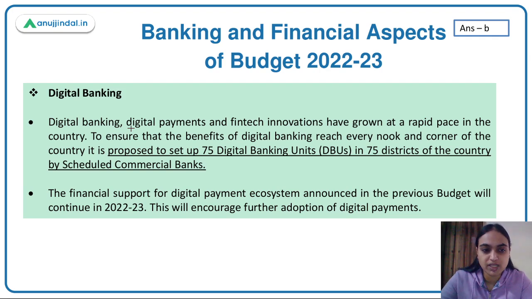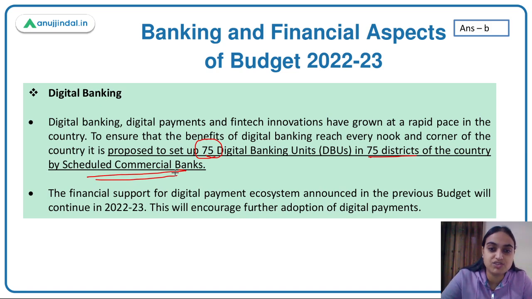डिजिटल पेमेंट्स में एक बूस्ट आया है, we have already seen. Okay, so keeping all this in mind, it's important to take digital banking to every nook and corner of the country. Jis wajah se 75 digital banking units will be set up in 75 districts of the country by scheduled commercial banks. So specifically digital banking pe focus karne wale units 75 districts mein set kiye jayenge. Kitne units? 75. And then the financial support was provided to the digital payment ecosystem in the previous budget. It will continue in upcoming year as well. Or ye jo bhi support, financial support provide kiya gaya tha pichle saal, wo further continue rahega so that more digital payments can be adopted.